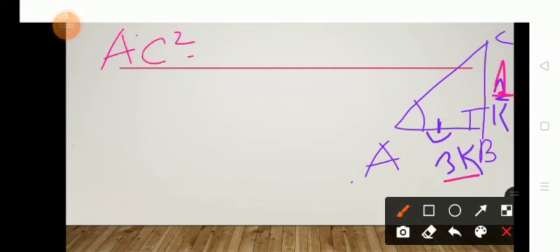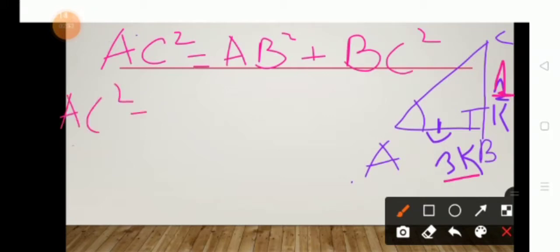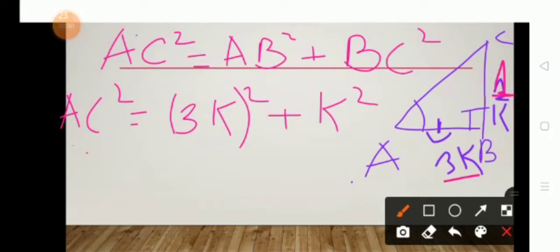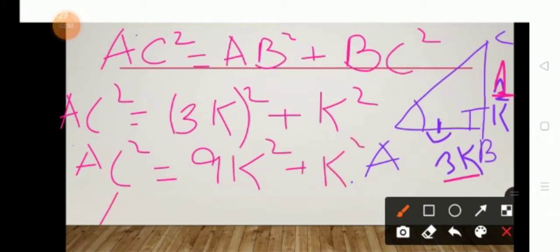Hypotenuse squared is equal to base squared plus height squared. Now AC we don't know, so let AC stay. AB we know, it is 3K. 3K squared plus BC, we know, K squared. So AC will be 9K squared plus K squared. AC came 10K squared.